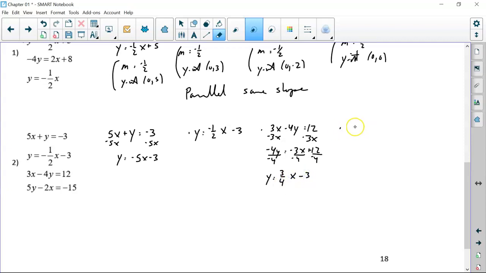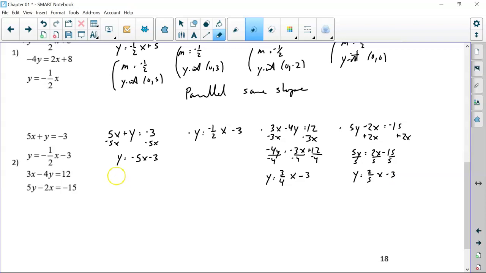And then the last line, 5y minus 2x equals negative 15. Add 2x to both sides. 5y equals 2x minus 15. Divide each term by 5. y equals 2/5 x minus 3.